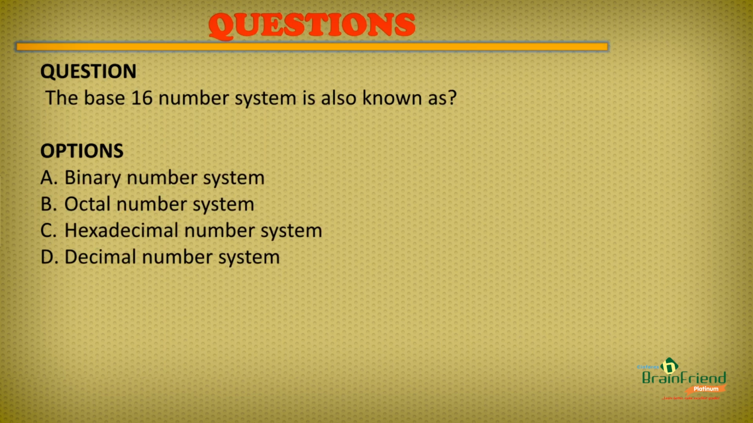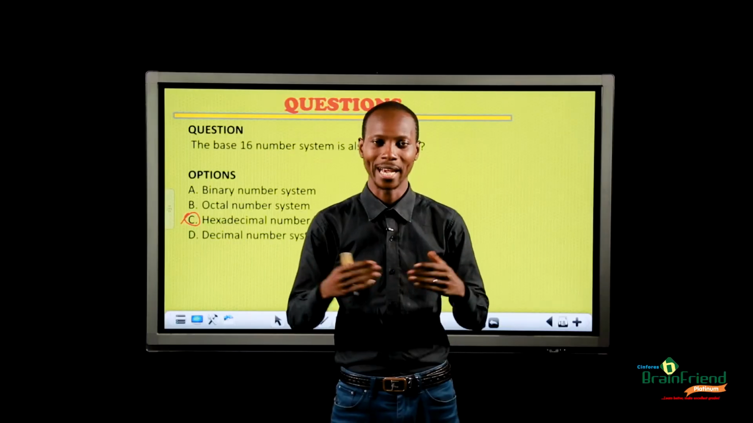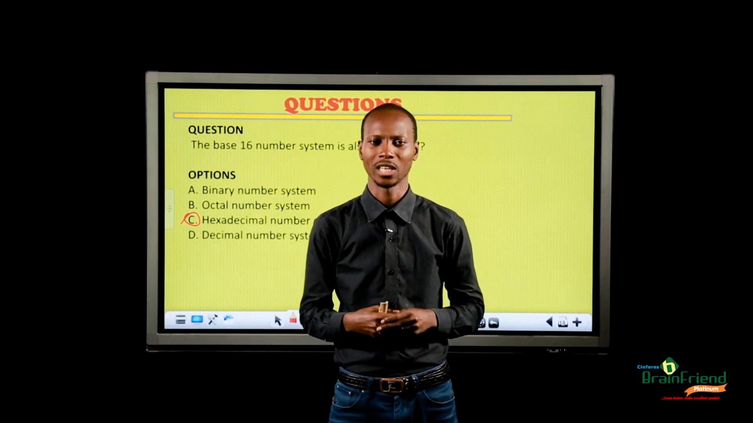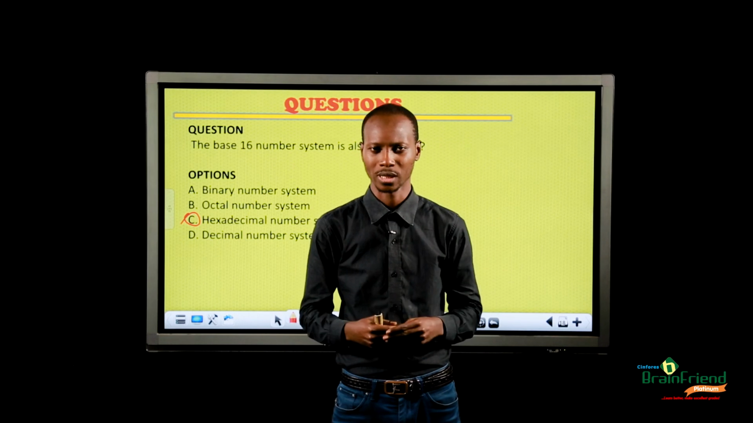Question 2. The base 16 number system is also known as A, binary number system, B, octal number system, C, hexadecimal number system, or D, decimal number system. And the correct answer is C, hexadecimal number system. I hope by now you've understood the different applications of number systems in computing.